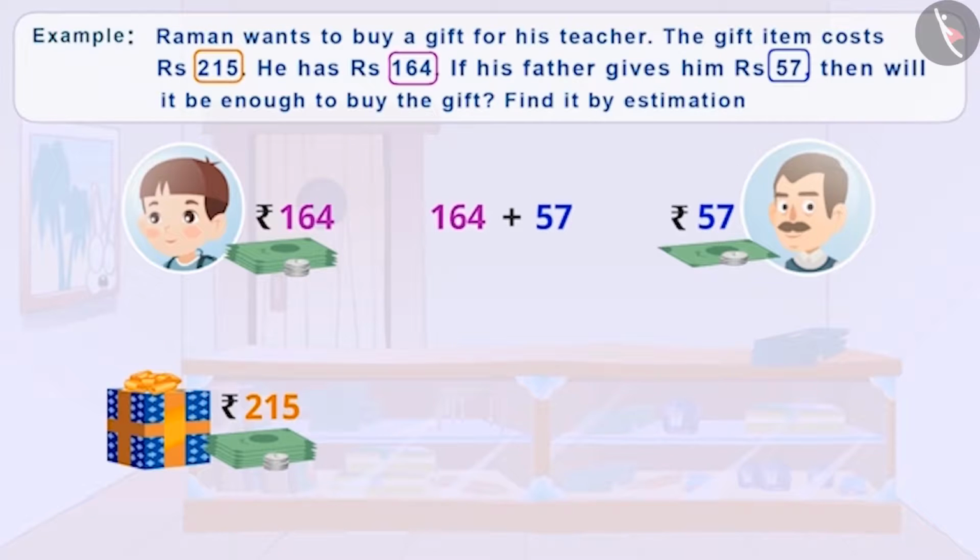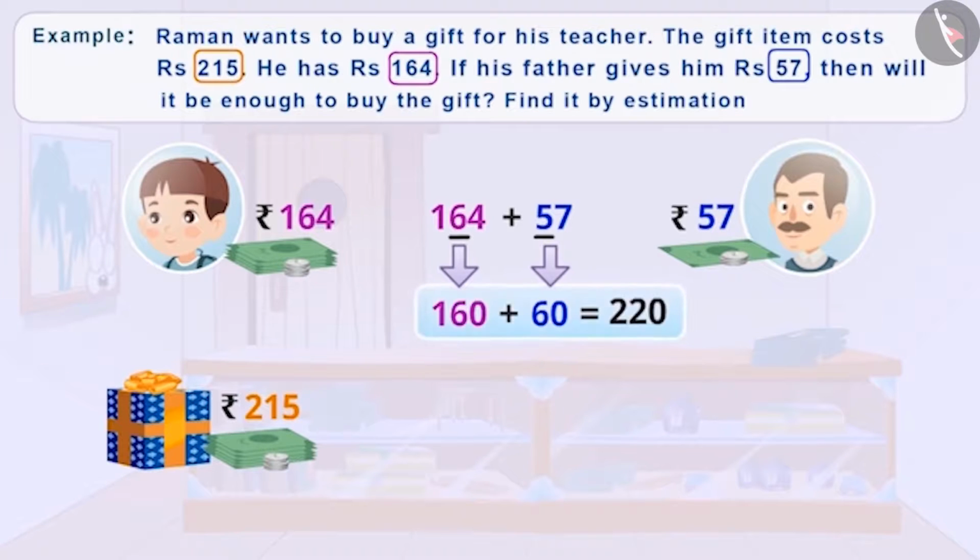Then, find the highest place value of that number. The highest place value in 57 is tens. So, we will approximate both the numbers to tens place. The approximation to tens of 164 is 160 and of 57 is 60. Their total is 220, more than 215. Therefore, he will have enough money. Since the outcome is close to the actual result, it is meaningful and accurate.